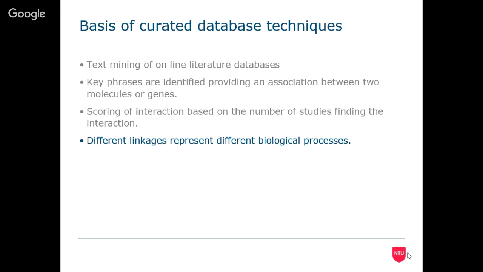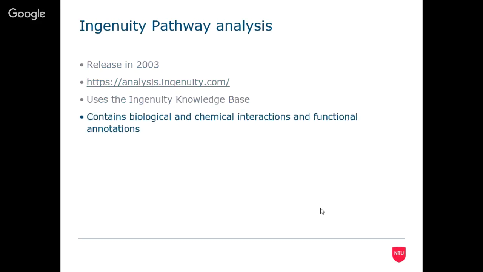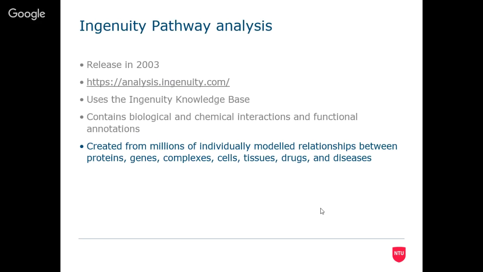So Ingenuity was released in 2003. The web page is there. This is a knowledge base, which is based on text mining, and it has chemical, biological, and functional interactions. It's created from millions of relationships from proteins, genes, complexes, cells, tissues, drugs, and diseases, all derived from the literature. These are the sources of that knowledge base. It looks at textbooks, peer-reviewed journals, RefSeq information, GWAS databases, ontologies, KEGG, protein-protein interactions, and microRNA-mRNA target interactions. All of those are used to define these pathways.